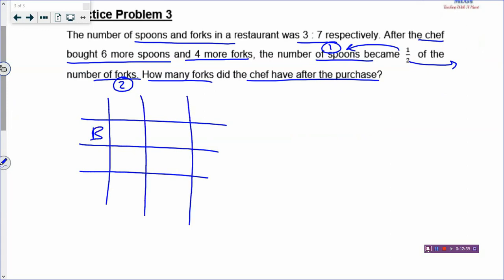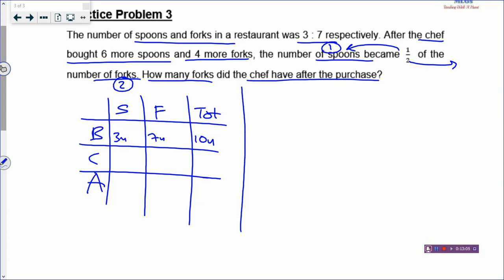And you put down BCA. And you put down the spoons, the forks, and the total. And by now you should know how to fill in the boxes by looking at one sentence at a time. So you look at the first sentence and you put inside the box. So the spoons is 3 units, the forks is 7 units, and the total is 10 units. Alright, that is how you do the first sentence.